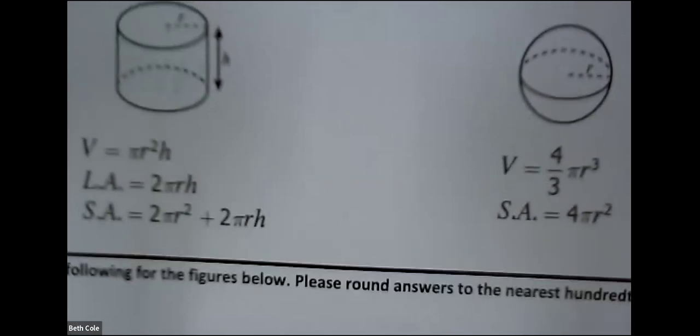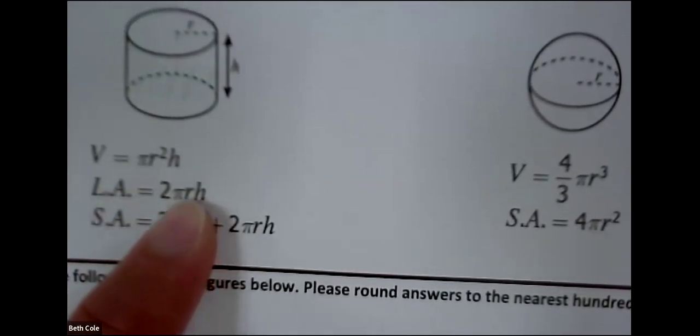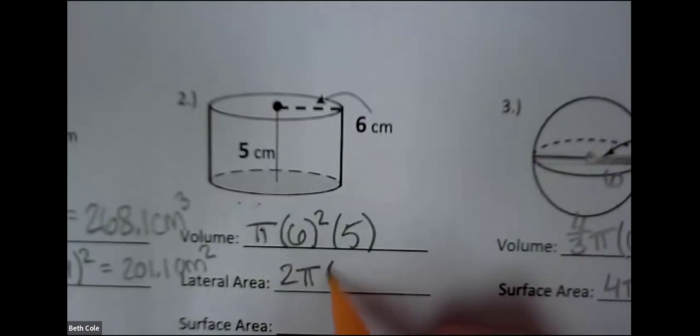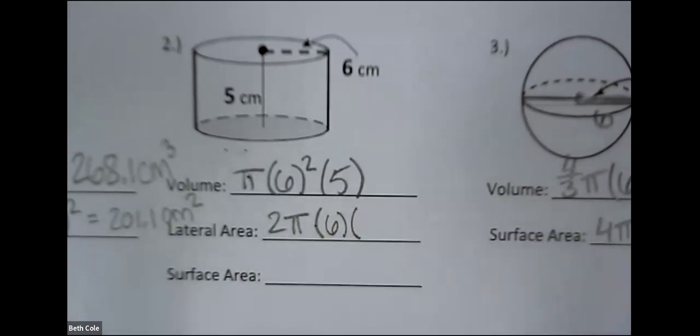All right, lateral area. I have to keep moving because I'm really zoomed in now. Lateral area. Do you see that one right there? All you have to do is find it. 2 pi r h. So we're going to put 2 pi and then times what? What is r? It's 6. And then h is 5.